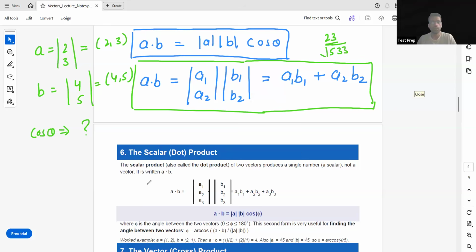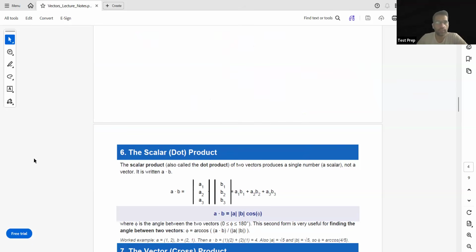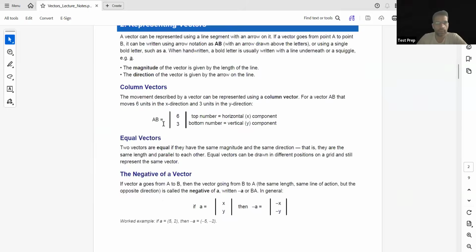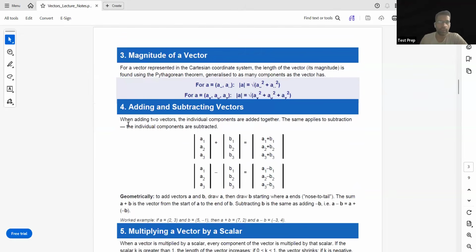Now, I told you that first of all, remember A is 2, 3 and B is 4, 5. I told you that the magnitude of a vector is very important. So how to find the magnitude of A is very important. Clear? So: magnitude, addition, subtraction. Now in this question, one second.